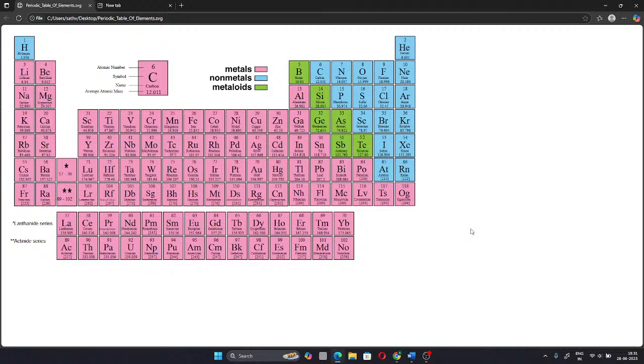And the 17th group has fluorine, chlorine, bromine, iodine, astatine, tennessine. And the noble gases of the 18th group are helium, neon, argon, krypton, xenon, radon and oganesson. We are not going to go into the higher elements, mostly the upper elements. I'll tell the groups again.